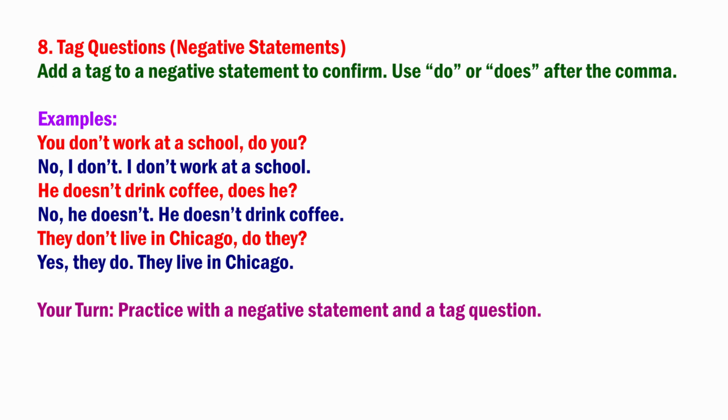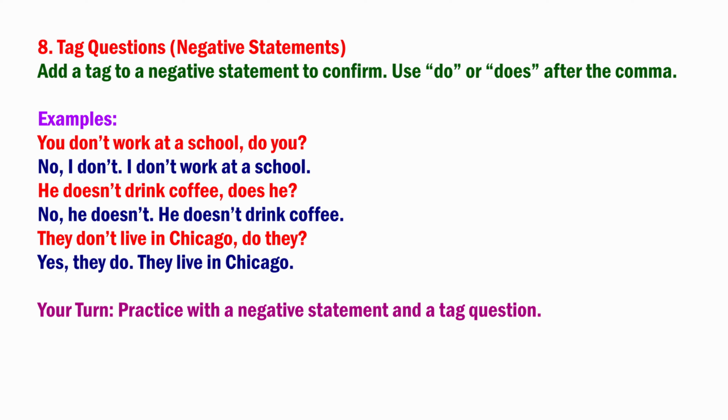8. Tag questions. Negative statements. Add a tag to a negative statement to confirm. Use do or does after the comma. Examples. You don't work at a school, do you? No, I don't. I don't work at a school.